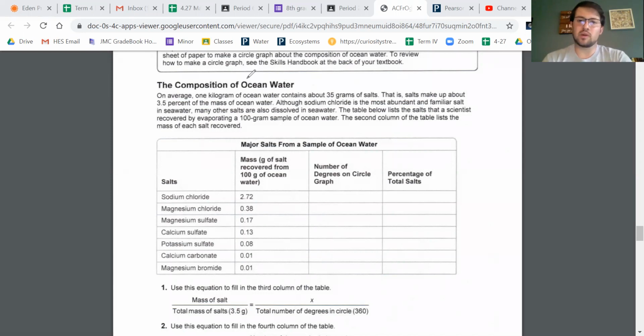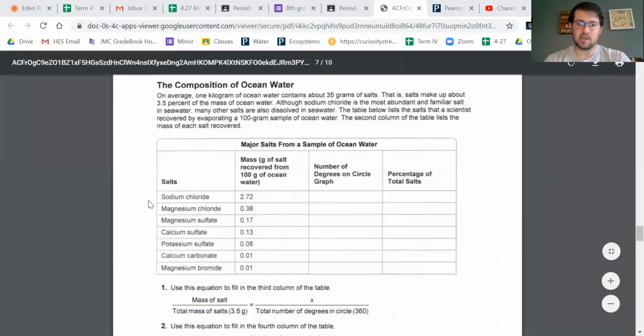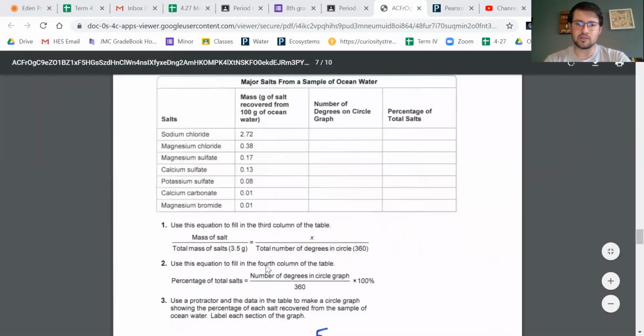Although sodium chloride is the most abundant and familiar salt in seawater, many other salts are also dissolved in seawater. The table below shows the salts that a scientist recovered by evaporating a 100-gram sample of ocean water. The second column of the table lists the mass of each salt recovered. So in order to solve this table, I need to use these two equations.